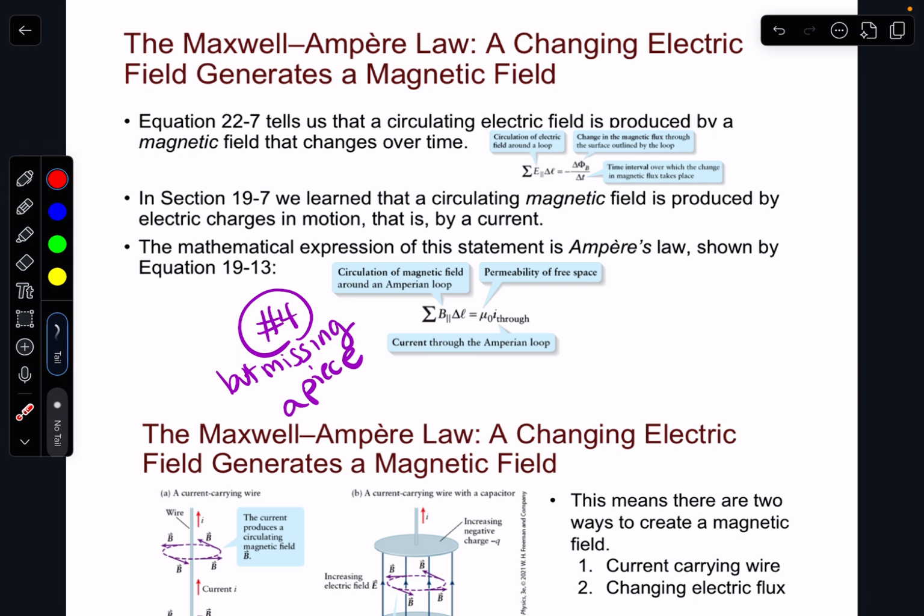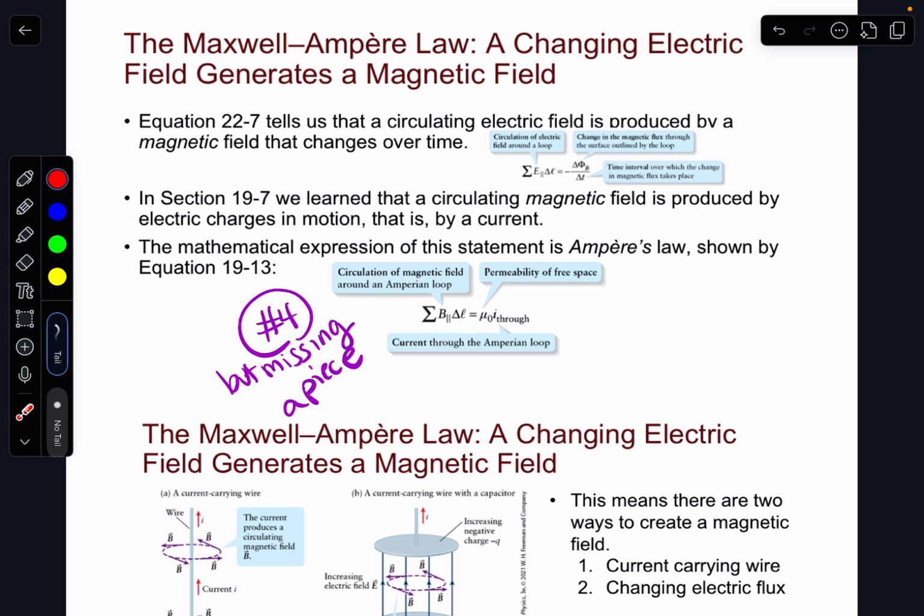The opposite should be true, right? A changing electric field should create a magnetic field. Well, all we have to work with so far that we've learned is this. So how are we going to figure out how this is going to connect to electric fields? So let's remind ourselves what Ampere's law states. Ampere's law states that the circulation of a magnetic field is going to equal a constant mu naught times whatever the current is that's going through that loop.